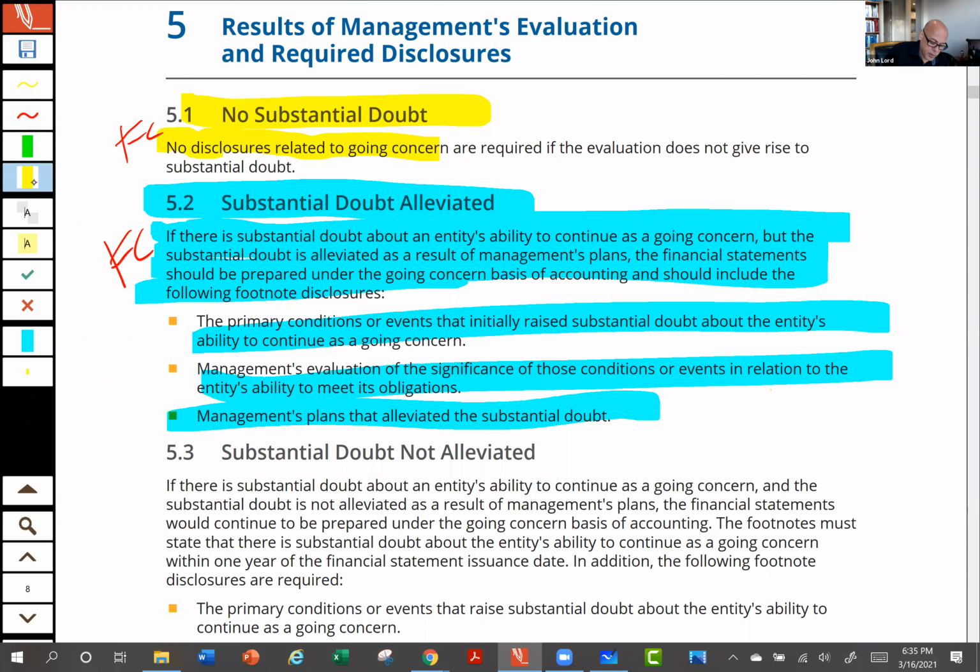If there is still substantial doubt, you looked for mitigating factors and they did not alleviate it, I can't say that right.